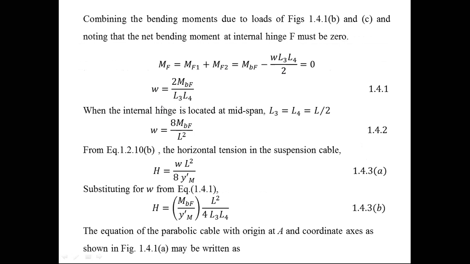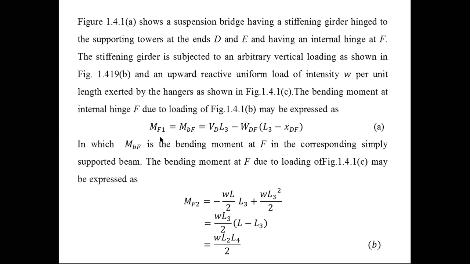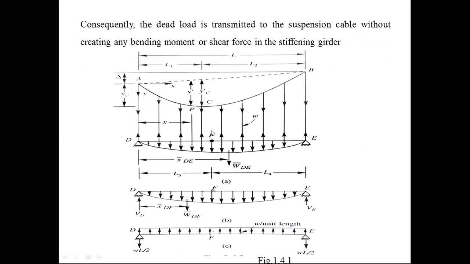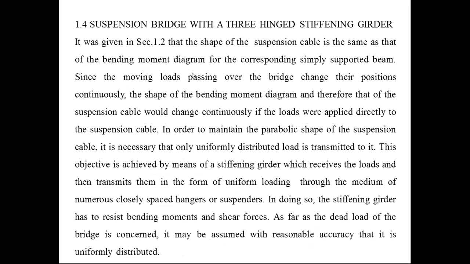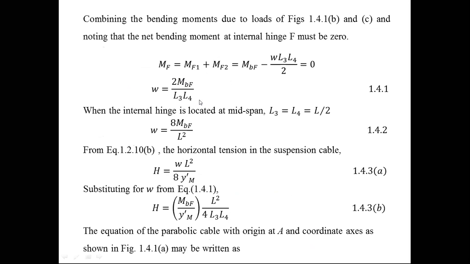Our aim is to determine how much uniform distributed load is transferred to the cable. That is given by the upward load through the hangers. W is given by 2 MBF by L3 L4, which is equation 1. Equation 1 gives the upward uniformly distributed load. In this equation, you know MBF.